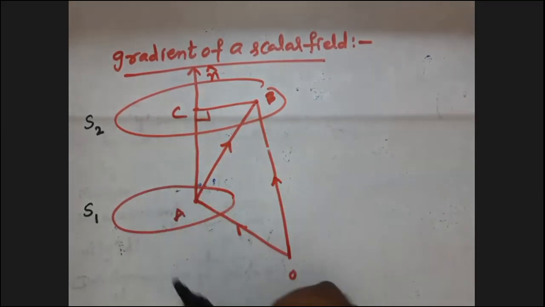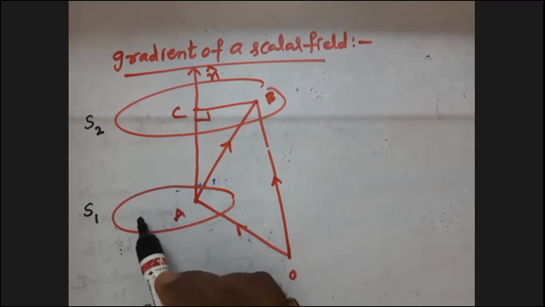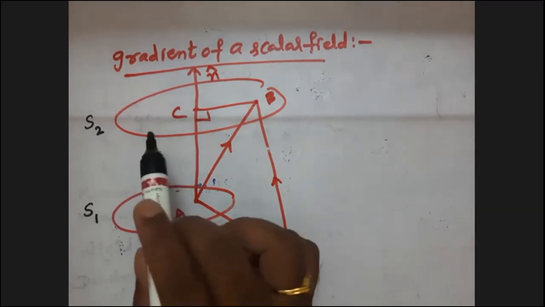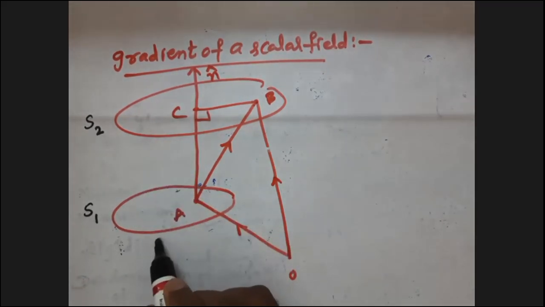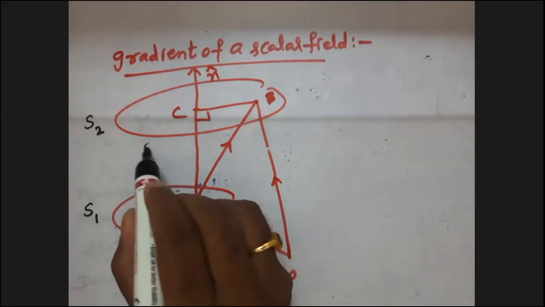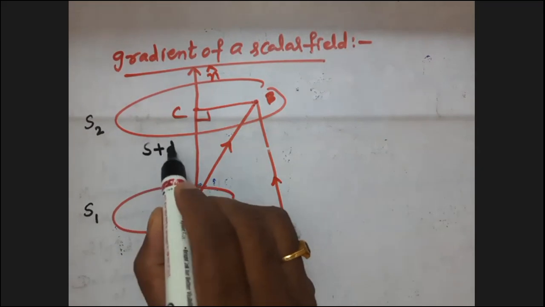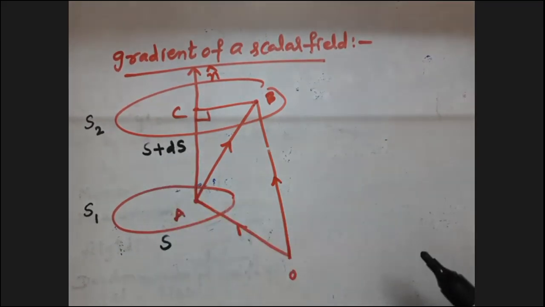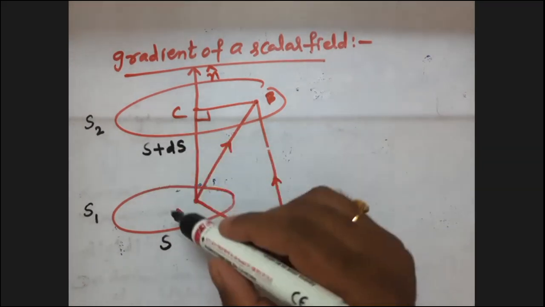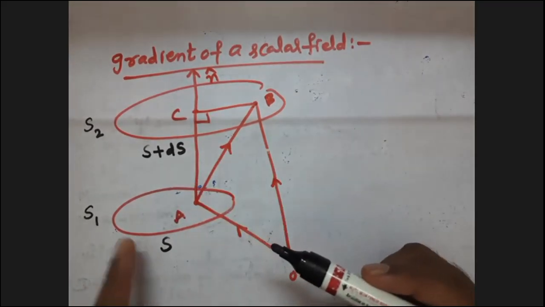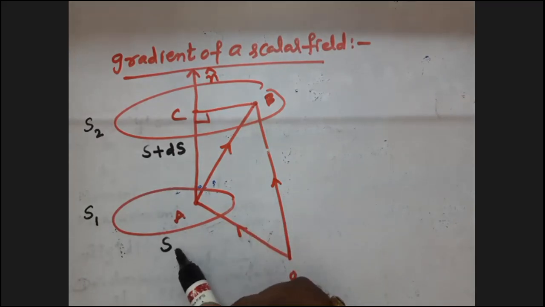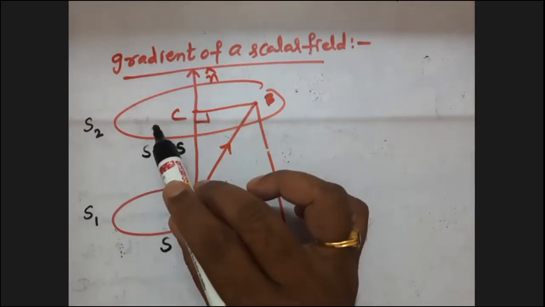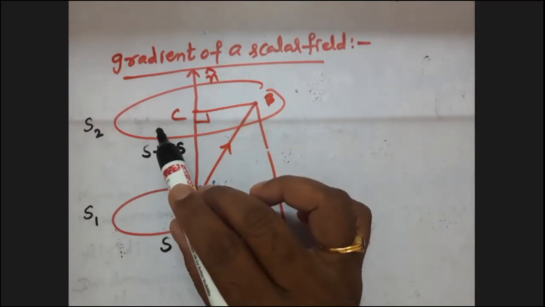Suppose this is the gravitational field. On this surface, at every point, the gravitational potential is the same. On this surface, the gravitational potential is some other value that is constant at every point. On the surface S1, the scalar potential value is S. On the surface S2, the scalar potential value is S plus dS. Here I have taken two level surfaces very near.